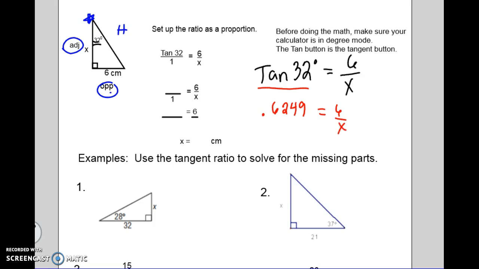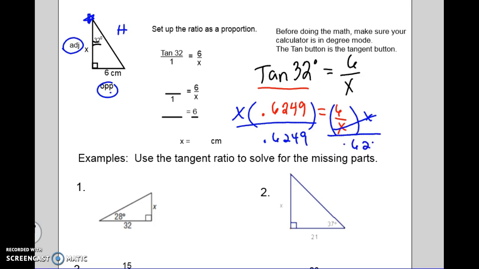Our goal here is to get x by itself, but it's a fraction and the x is on the bottom. Whatever is on the bottom is what you multiply. So I'm going to multiply both sides by whatever is on the bottom, and that means these two are going to cancel out. Is x by itself yet? This is like saying 5x. What would you do if it was 5x? Wouldn't you divide by the other number? So now I'm going to divide by 0.6249 on this side. These cancel out. So what is 6 divided by 0.6249?